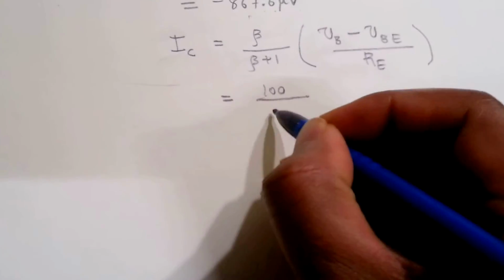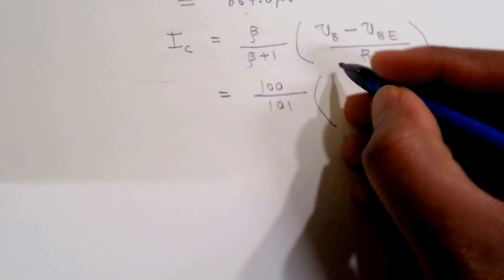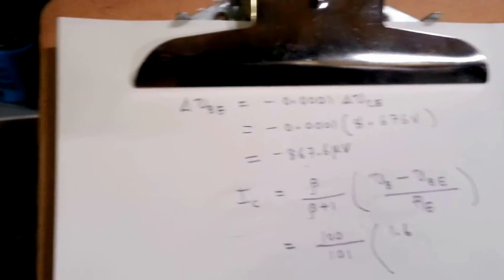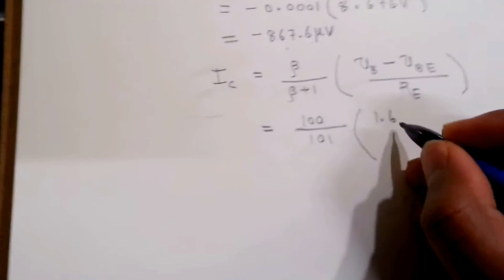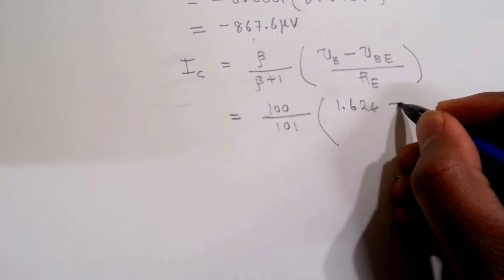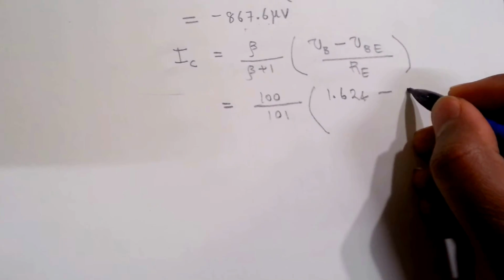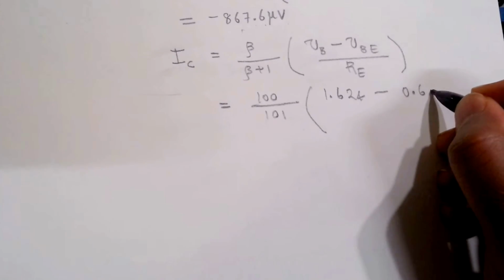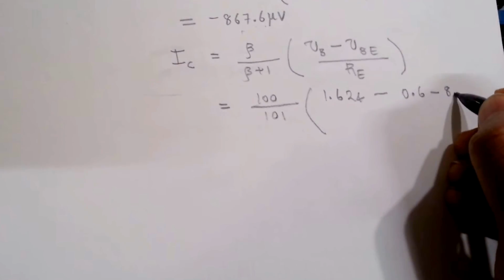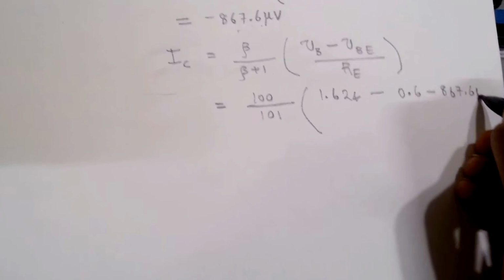So let's go ahead and solve this now. We know beta is 100 divided by 101. We know VB is 1.6, just refer to the earlier solution. This is at beta of 100, 24 minus. Now VBE is going to change from 0.6 minus 867.6 microvolts, and then we're going to divide that by 1.6k.